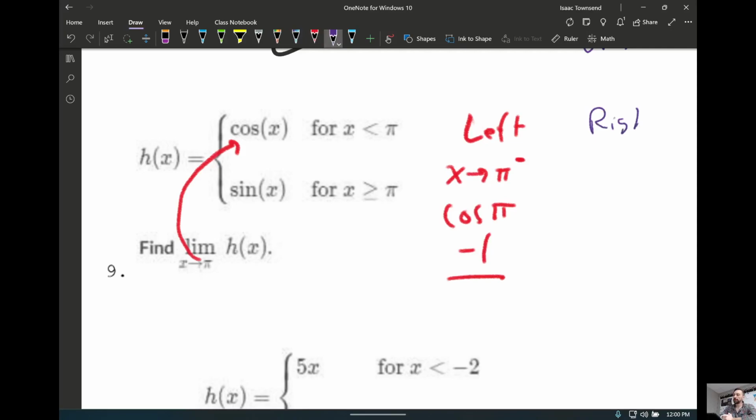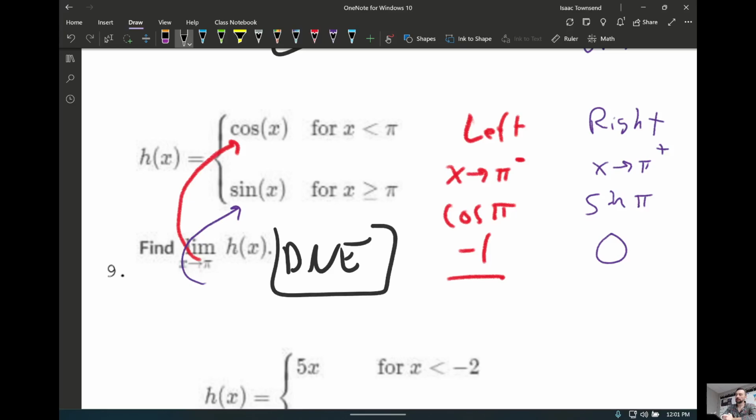But from the right side, if you're coming from the right, x is a little bit bigger than pi, so you need to plug it into the one that says x is bigger than pi. So you should plug it into the bottom one. The sine of pi is 0. So what does that make our limit answer? Does not exist. If the question had been left only, it would be -1. If it had been right only, it would be 0. But since it wants both, we need to say does not exist.